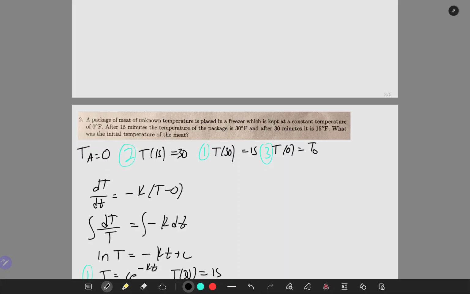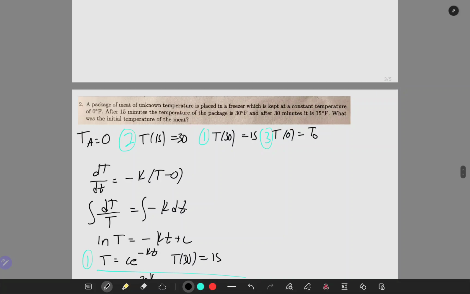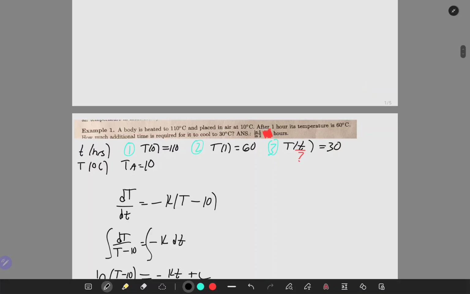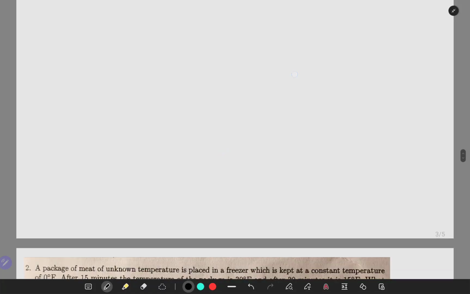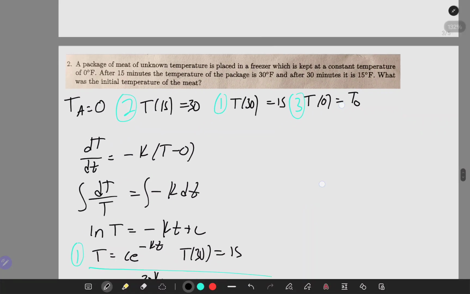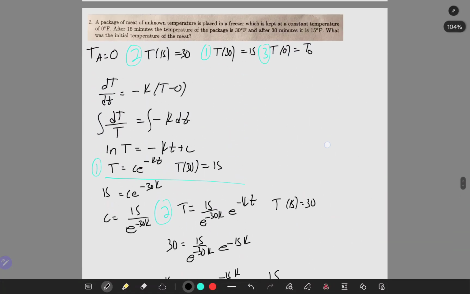So yeah, but remember, always start with the initial time. If we're finding initial time, we start with the highest temp. We start with the last time, so that's 30 minutes, and we go down to 0. So that's why we did 1, 2, and then 3. For this one, it was pretty straightforward. It wanted us to know the time it took to cool to 30. So then it would be 0, and then after 1, and then that time. So it's pretty straightforward. So yep, that's Newton's law of cooling.